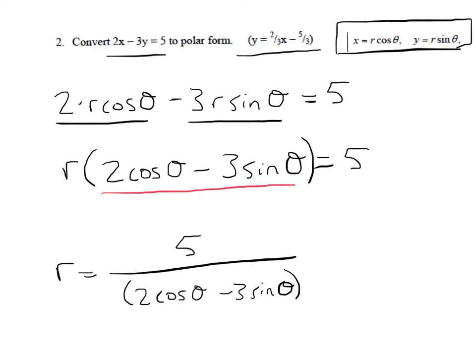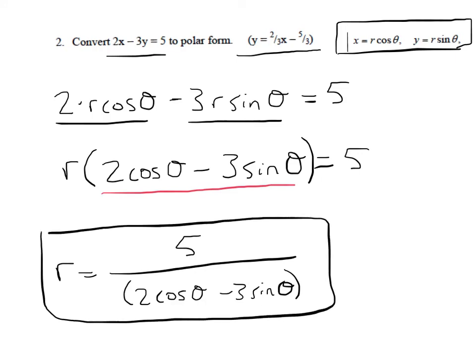And by definition, I now have a polar equation. R equals something in terms of theta. And so again, in class, I will show you that the graph of this weird-looking thing is the same as the graph of this line. That is the end of section 5. We'll talk a little bit more in class.